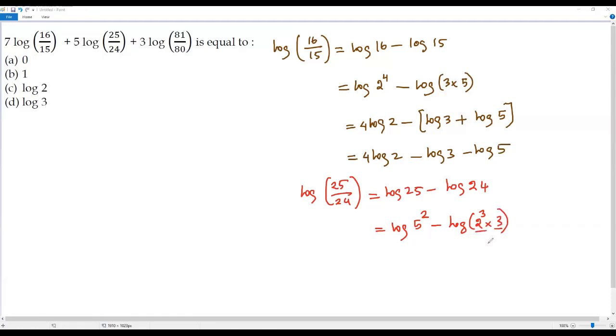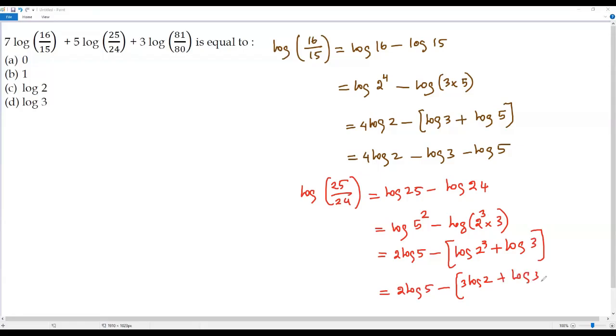Now we got everything as a prime number. The value of 2 cubed is 8, and 8 times 3 is 24. Here I can use the power rule. I can bring this exponent 2 in front of this logarithm. I get 2 times log 5 negative. And here two numbers are in multiplication, so we can use the product rule. So we get log 2 cubed positive log 3. Now 2 times log 5 negative. Here we can bring this exponent 3 in front of it. Then I'll be getting 3 times log 2 positive log 3.